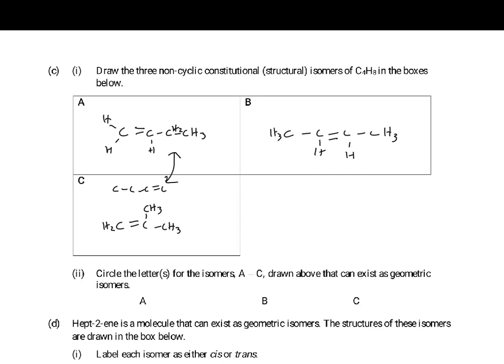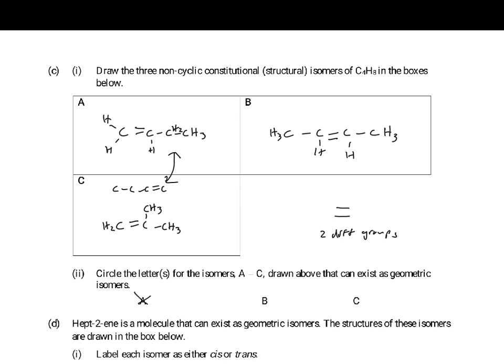Circle the letter for the isomers A to C drawn, which can exist as geometric isomers. So for geometric isomers you need 2 things. You need a double bond, and you need 2 different groups on each carbon in the double bond. So A, you can't do A because it's got a double bond, but if you look at this carbon, the 2 groups attached to it are the same, so it can't be A.